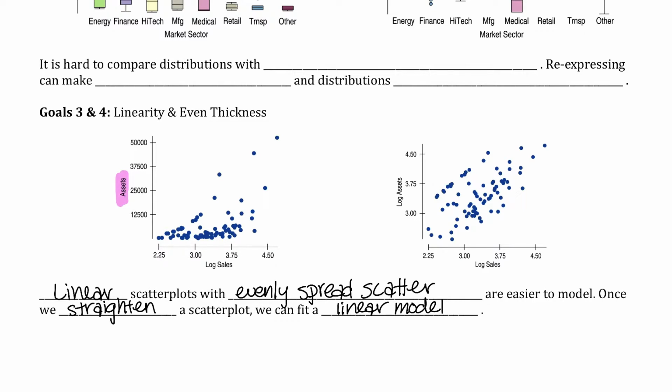What we've done here is re-express using a log on the y value, and now take a look at that scatter plot. A lot more straight looking, no thickening on either end, and a linear model would fit a lot better. Okay, so this is what re-expression can really do to help us to be able to pass those conditions and create a linear model.